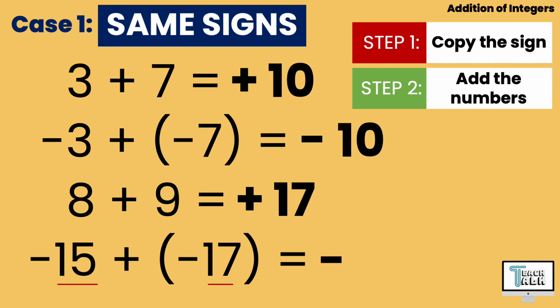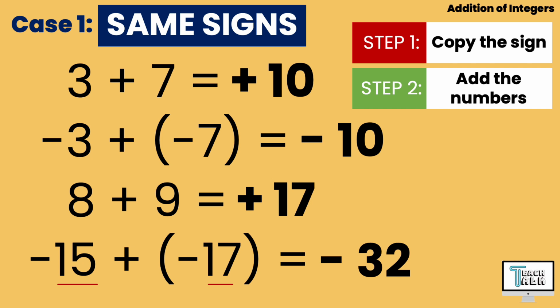Step 2, add the numbers. What is 15 plus 17? Take note, i-disregard ang sign, i-add lang ang numbers. 15 plus 17, that is 32. Therefore, negative 15 plus negative 17 is negative 32. Yan po ang ating pag-add ng same signs.